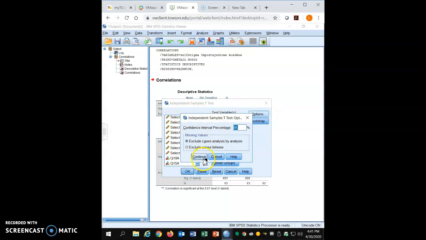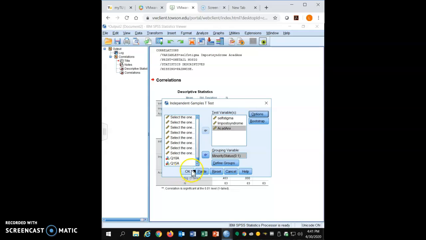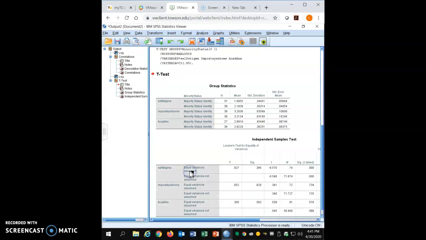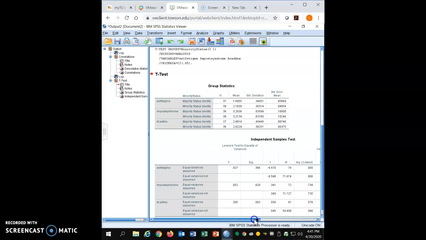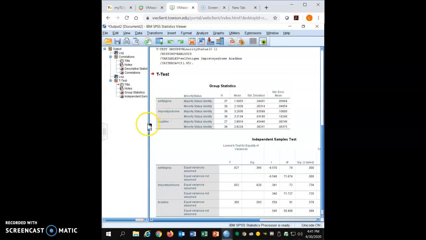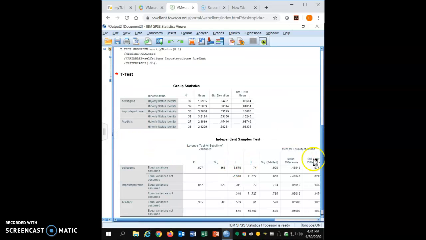Again, we've looked at this, nothing that we need to do in here. So I'm going to click OK. And the first thing I'm going to look at, like I described earlier, is my Levene's test of equality of variances, just to make sure that there's no statistically significant differences.